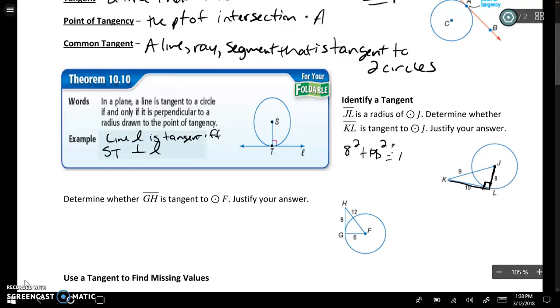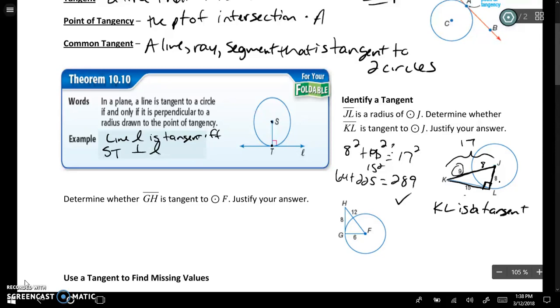Oh, nope, I lied. I'm sorry. 8 squared plus 15 squared, but now we need to know this whole KJ right here. Well, since this guy is 9, this is also another radius, so this is 8. So altogether, this is 17. We want to check is 8 squared plus 15 squared equals 17 squared. 64 plus 225, we want that to be 289, and it is. That's true. That means that KL is a tangent.